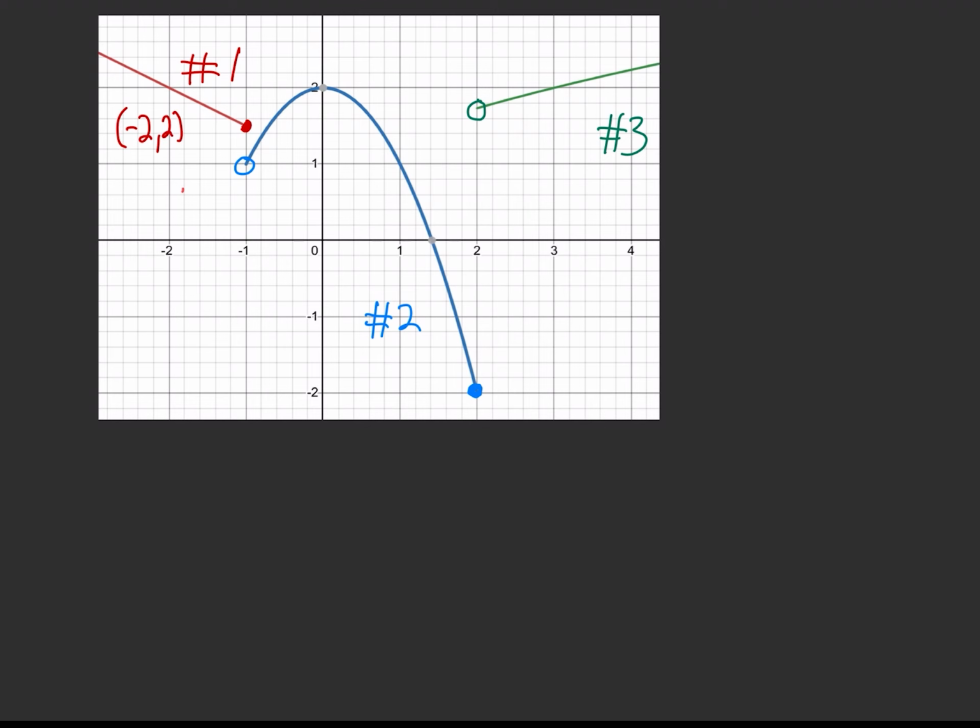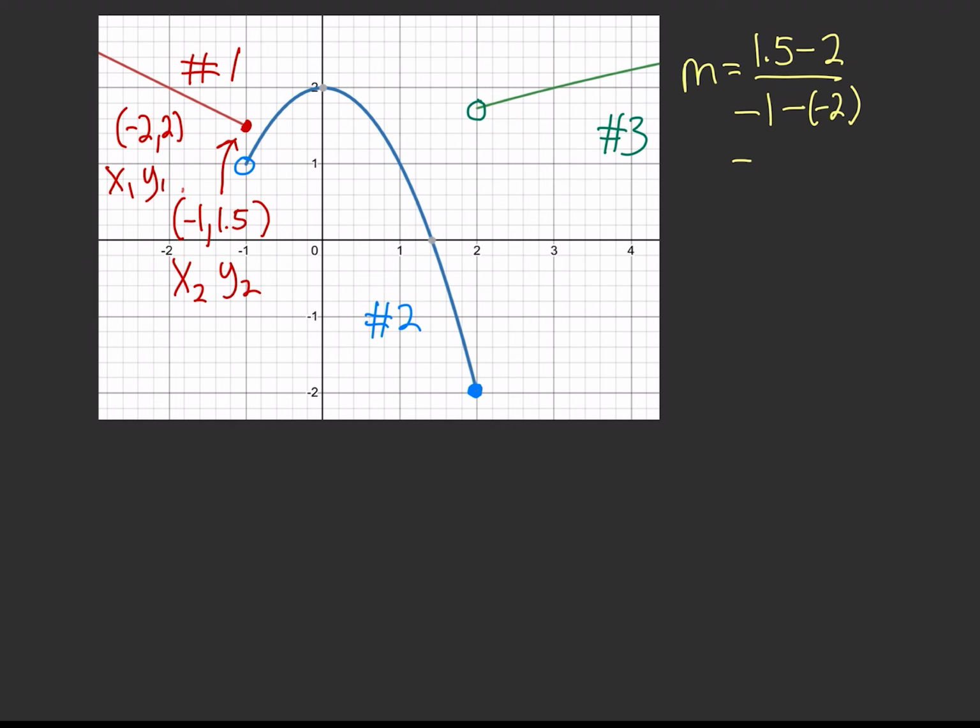Negative 2 is right on that line, and then that point right there is, the best I can say, negative 1 and about 1.5. And I'm going to do the slope formula, so y2 minus y1 over x2 minus x1. So the slope is 1.5 take away the 2, over the negative 1 minus the negative 2. Simplifying that slope, we get negative 0.5 over 1, so we're going to call the slope negative 0.5.